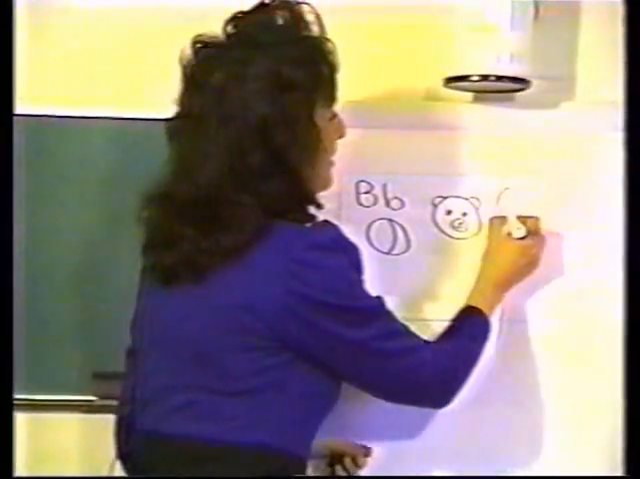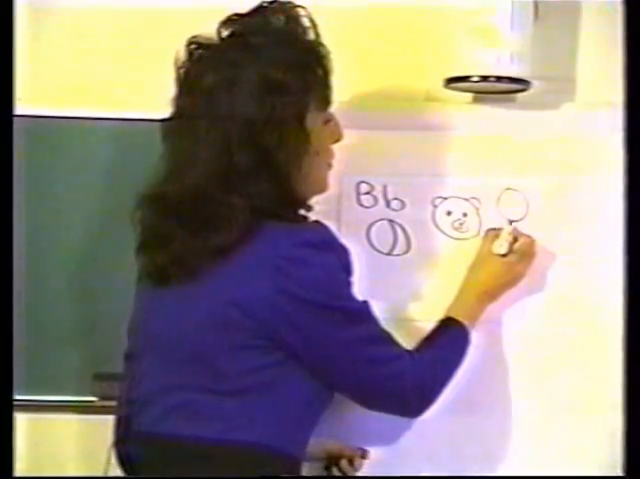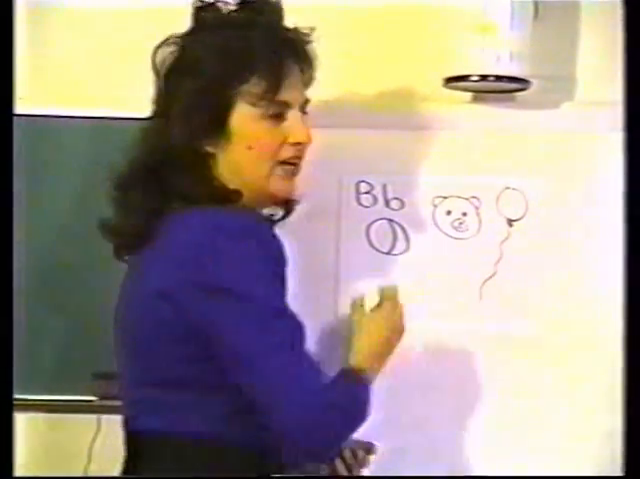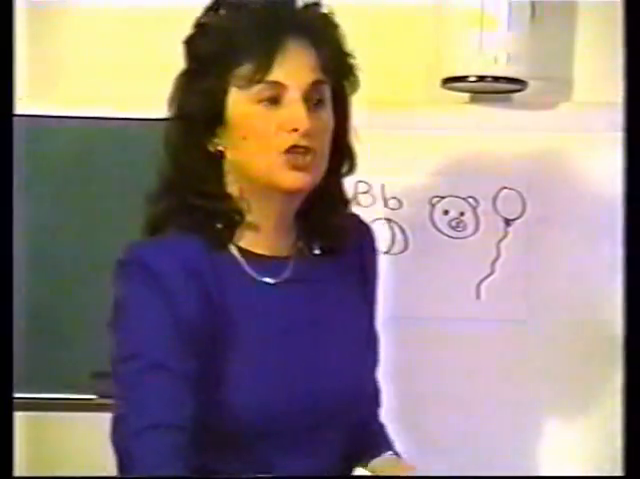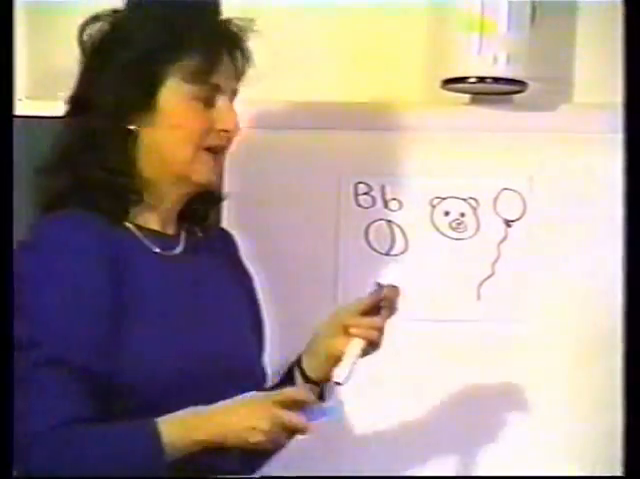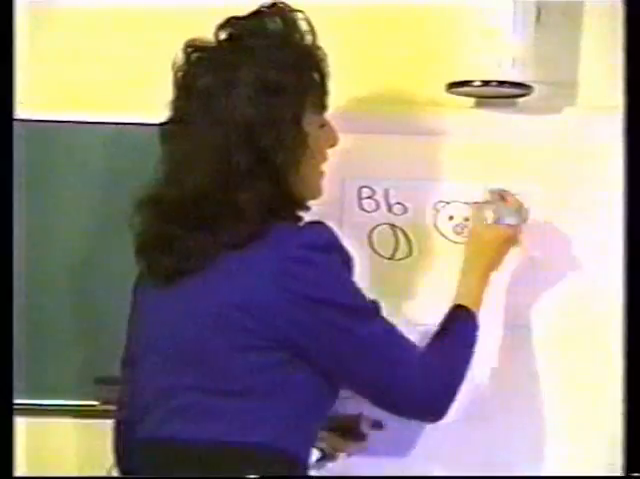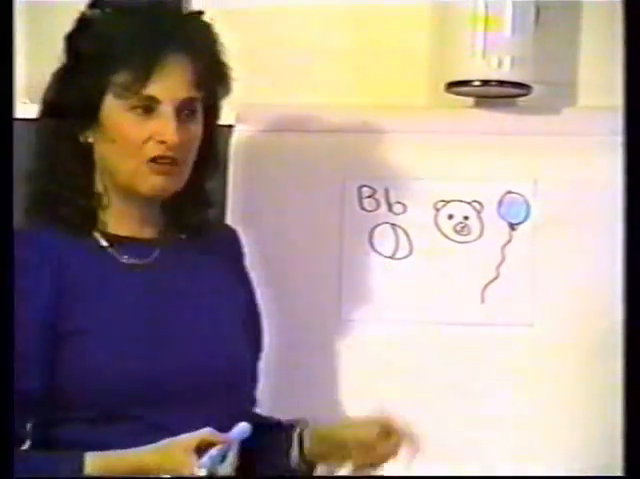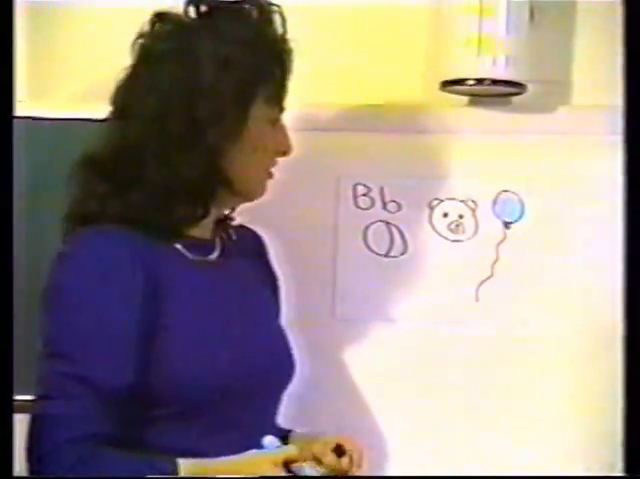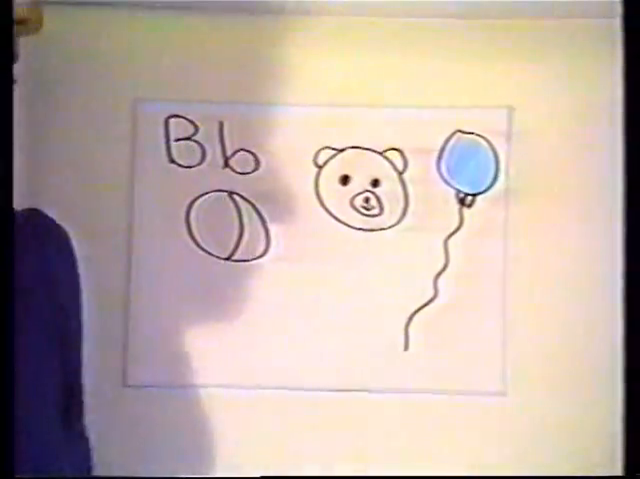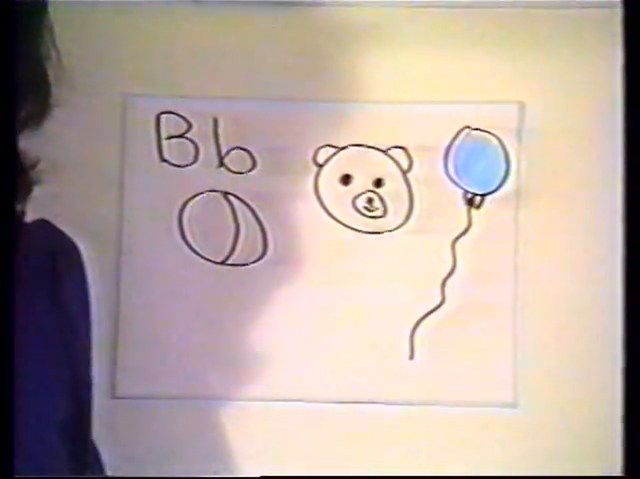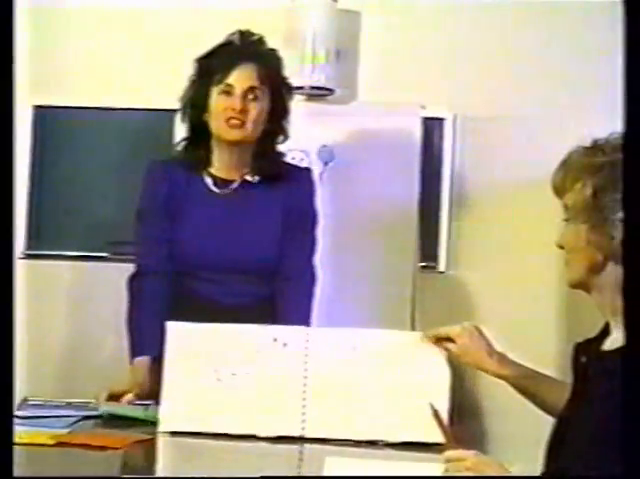It's fun to blow up a great big balloon. Right. Make a circle here. Make a little W here, and there's a long string. The color of this balloon is blue. All right, and color this blue. Now repeat after me. Ball. Bear. Balloon. Blue. Very good.